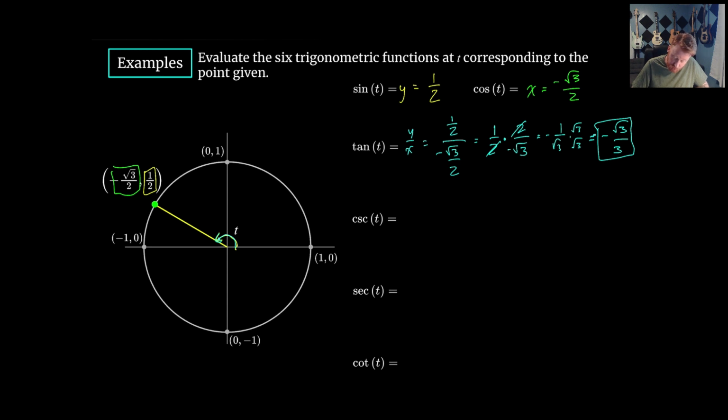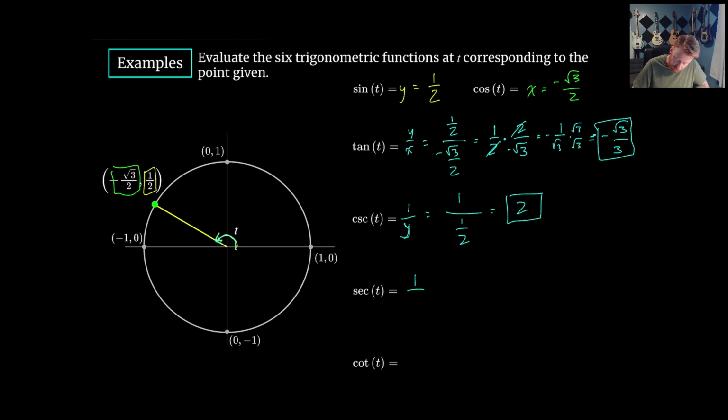If we want to find the cosecant of t, this is going to be 1 over y, 1 over the sine value. So just plugging things in here, we have 1, sine is 1 over 2. If I then take a reciprocal, we are just going to have 2. So the cosecant is just 2, related to the sine. It's a reciprocal of the sine.